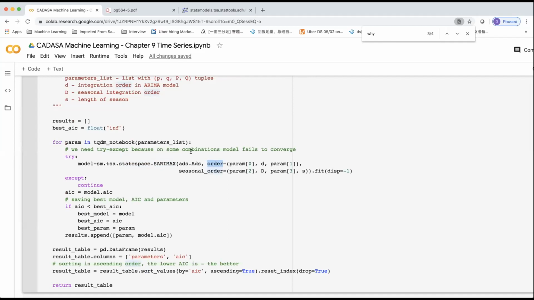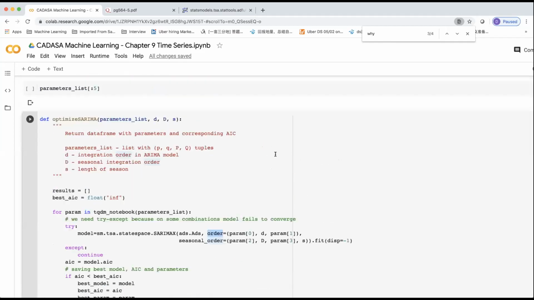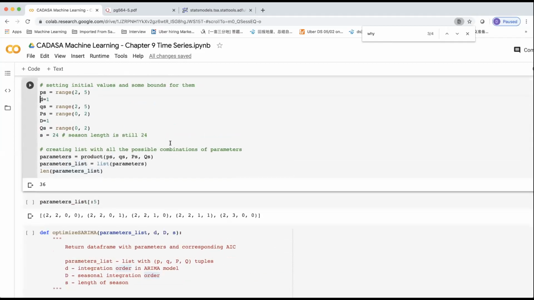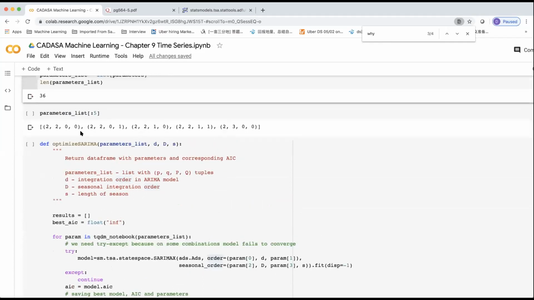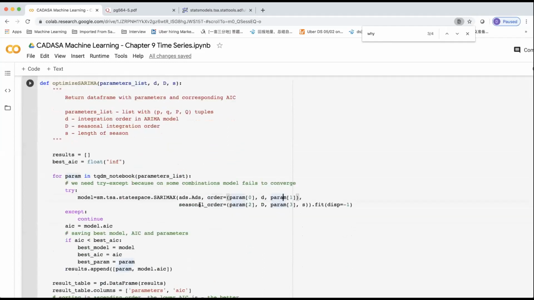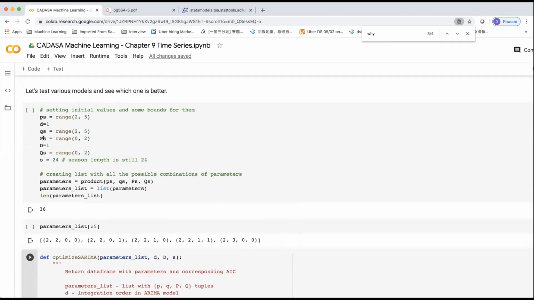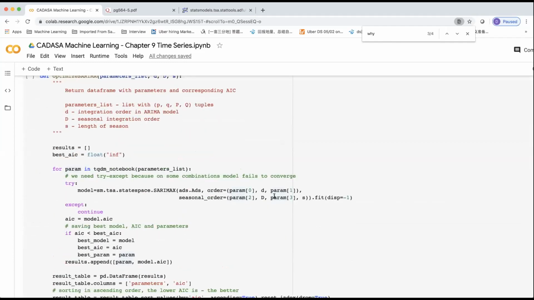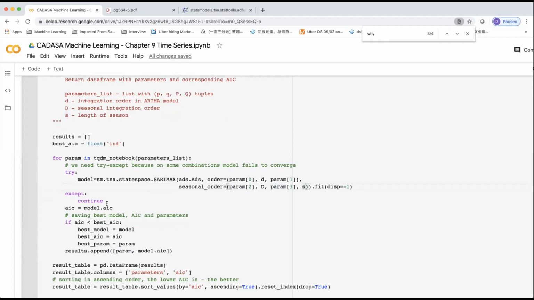The order here basically is P, D, and Q. This is the first 3 parameters here. So we're going to put the parameter list. This is a P, that's a D, that's a Q here. Seasonal order is this P, D, and Q, capital P, D, and Q here. So we put those 3 inside here and S. So then we're going to fit the model, and we try to actually predict the AIC, which is one kind of score to test the model.